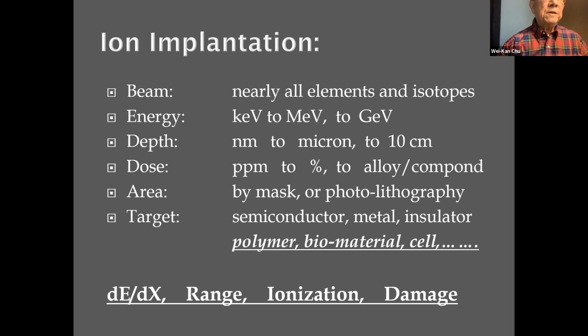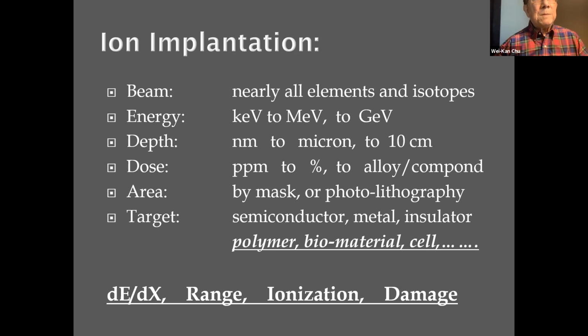Depends on energy. They can go in very shallow, nanometer, to micron, or to centimeter, depending on the energy we're talking about. On the left-hand side of this view graph, we're talking about the parameters: the beam energy, the depth, the dose. Dose is really the concentration. The higher the dose, the more you can put into it, from parts per million to a few percent, or to an alloy concentration, or to a compound. So it really depends on the amount.